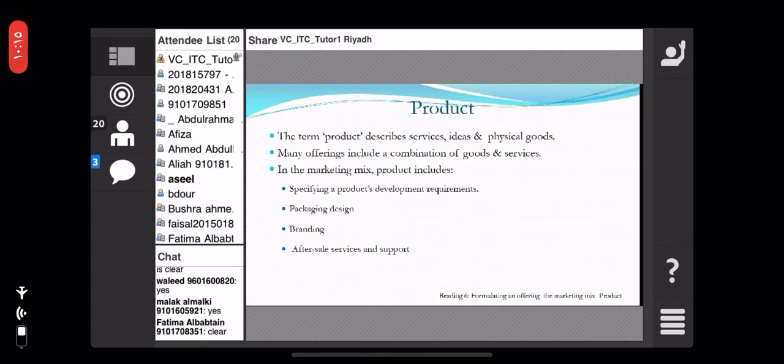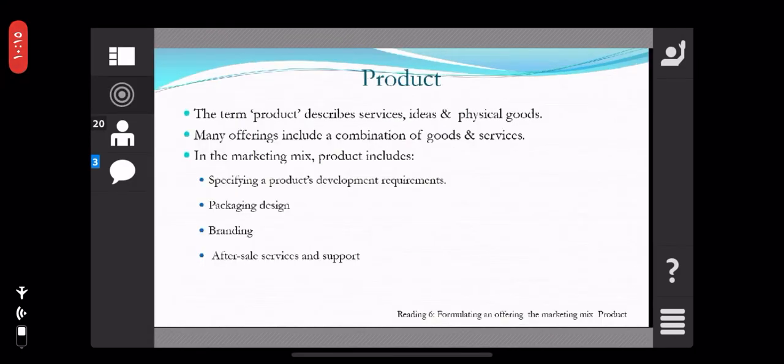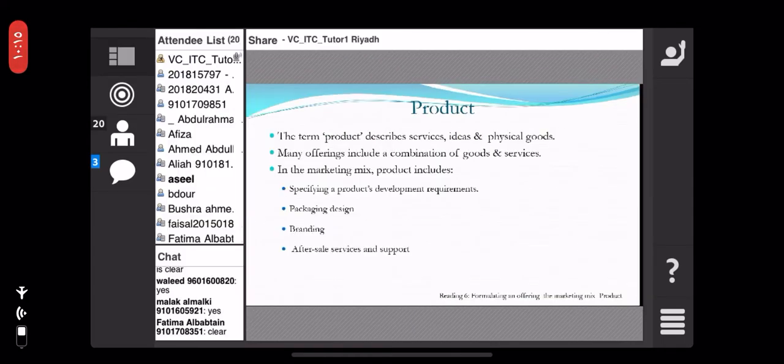Let's say you are going to a supermarket to buy something. At the same time, they are providing you only a product, so we call it a physical good. Idea, I gave you the example of a lawyer. Services, for example, you want to spend some time in a hotel. In a hotel, basically what they are providing is pure services.